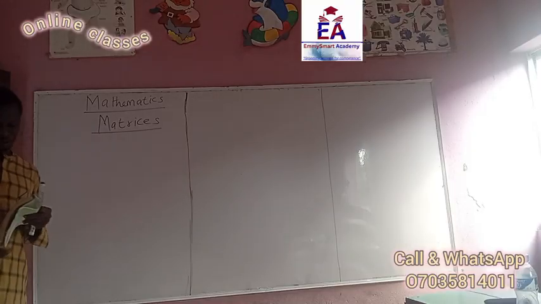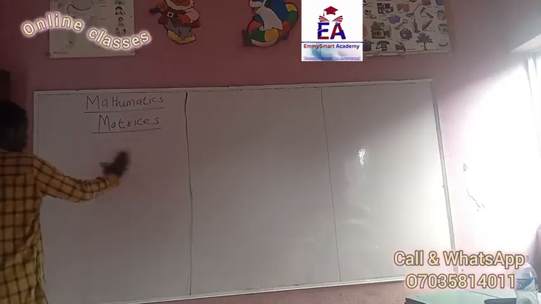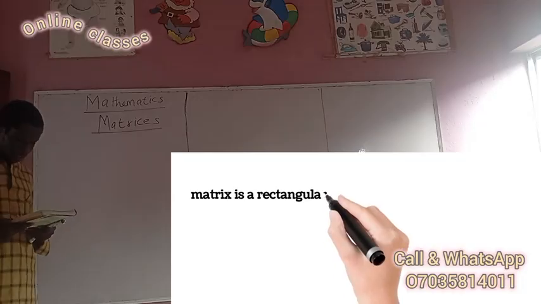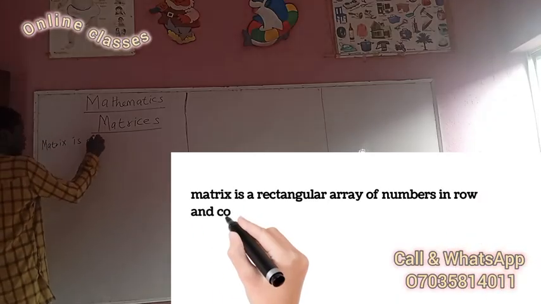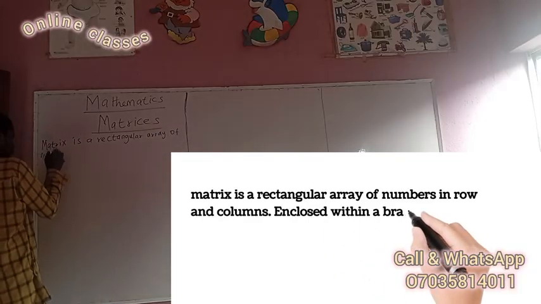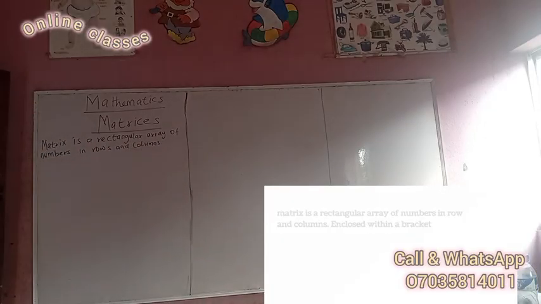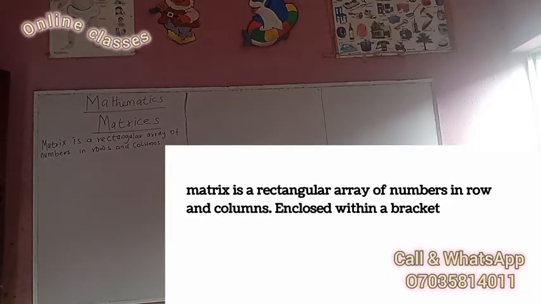So we're talking about matrices. What's a matrix? Basically, a matrix is a rectangular array of numbers in rows and columns. It also includes being enclosed within a bracket. A matrix is a rectangular array of numbers in rows and columns enclosed within a bracket.